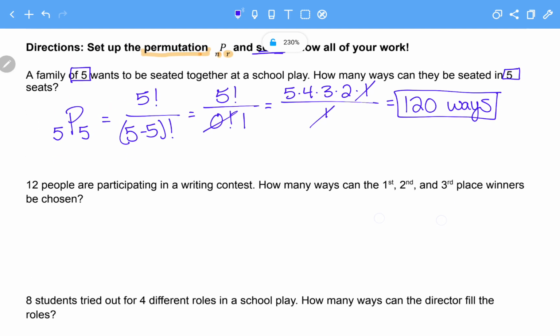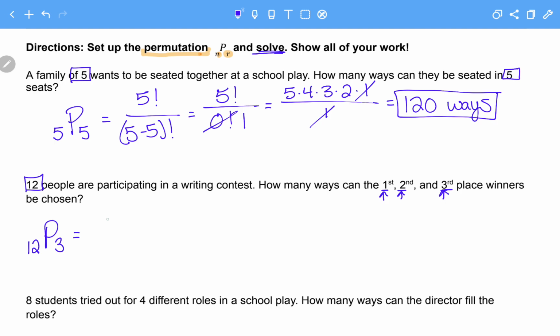Let's try another one. 12 people are participating in a writing contest. How many ways can the first, second, and third place winners be chosen? So it's a permutation because order matters. If you would rather get first place than third place. Okay, so 12 people are participating. So my choice is 12 people. I am choosing 1, 2, 3 of them. Okay, so my N is going to be 12. That's how many I'm choosing from. And I am choosing 3.